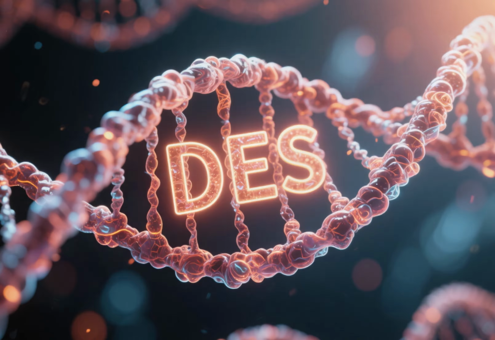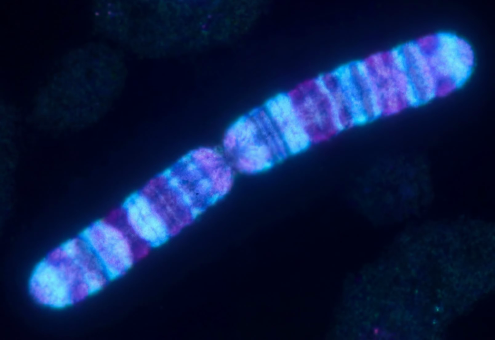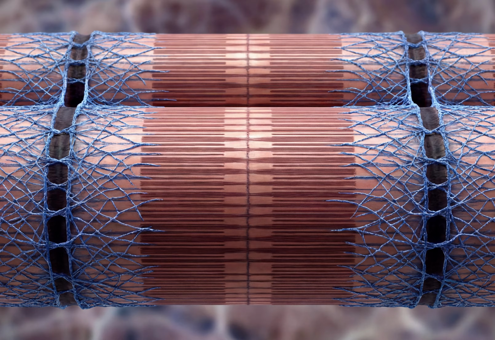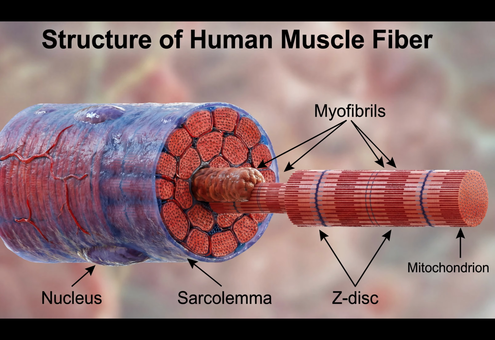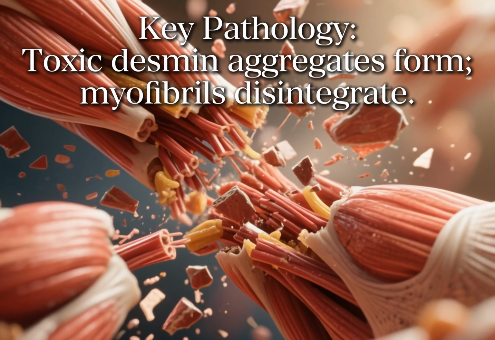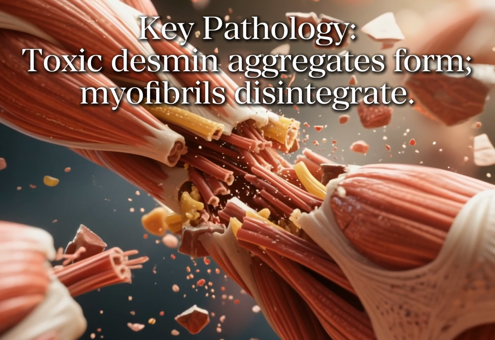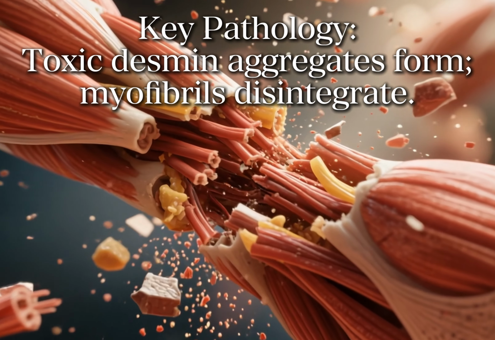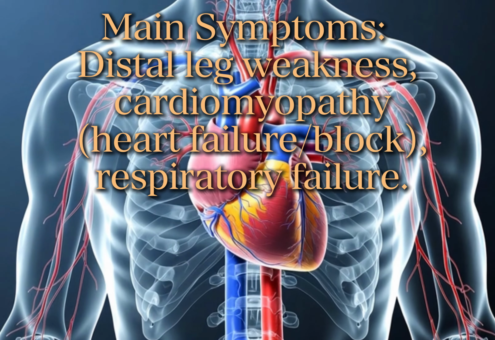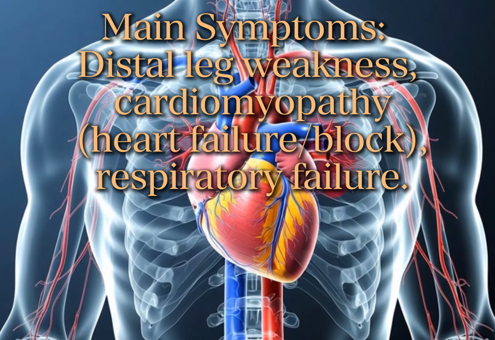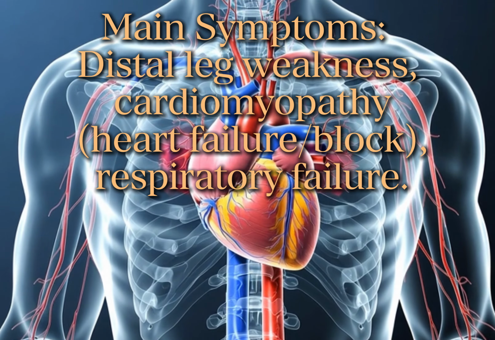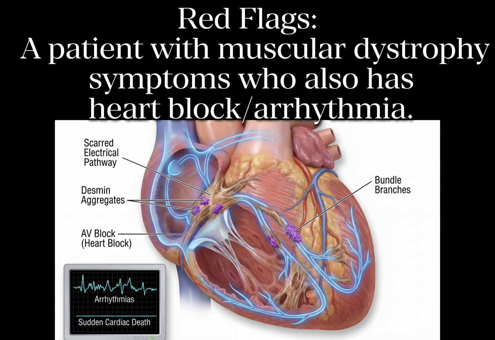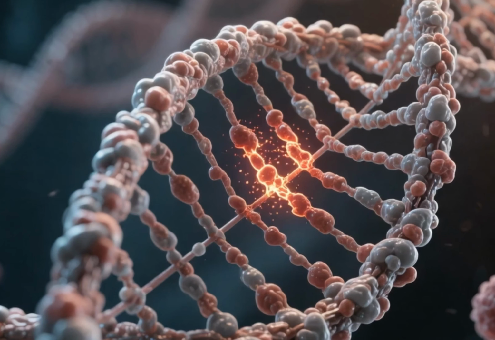In summary, the DES gene, located on chromosome 2q35, is responsible for the structural integrity of muscle Z-discs and links the nucleus and mitochondria to the sarcomere. Key pathology: toxic desmin aggregates form, myofibrils disintegrate. Main symptoms: distal leg weakness, cardiomyopathy, heart failure, heart block, respiratory failure. Red flags: a patient with muscular dystrophy symptoms who also has heart block or arrhythmia.